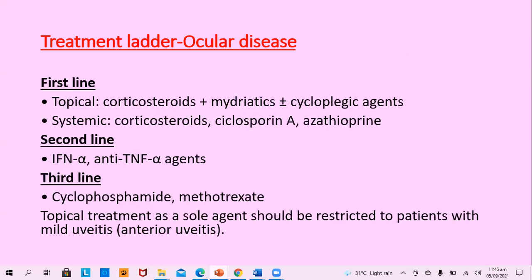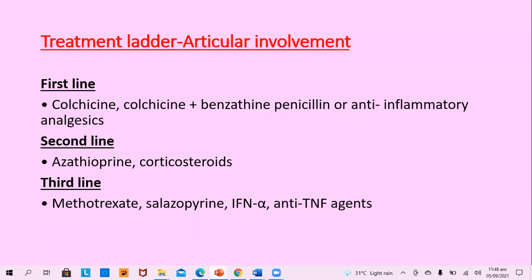Then the treatment ladder for ocular disease. The first line is topical corticosteroids, mydriatics, and cycloplegic agents. And systemic include corticosteroid, cyclosporin, and azathioprine. Second line is tumor necrosis factor alpha and interferon alpha. Third line includes cyclophosphamide and methotrexate. Topical treatment as sole agent should be restricted to patients with mild uveitis. In severe uveitis, systemic treatment should be started in addition to the topical treatment.